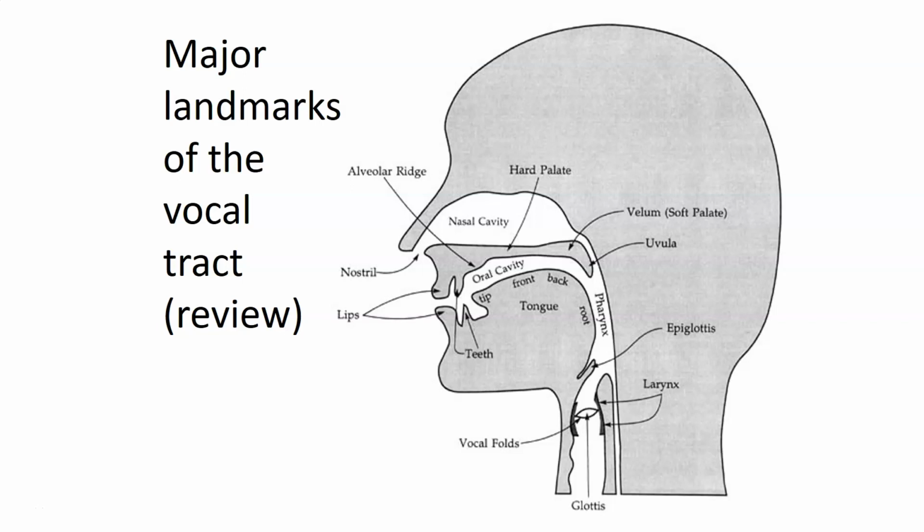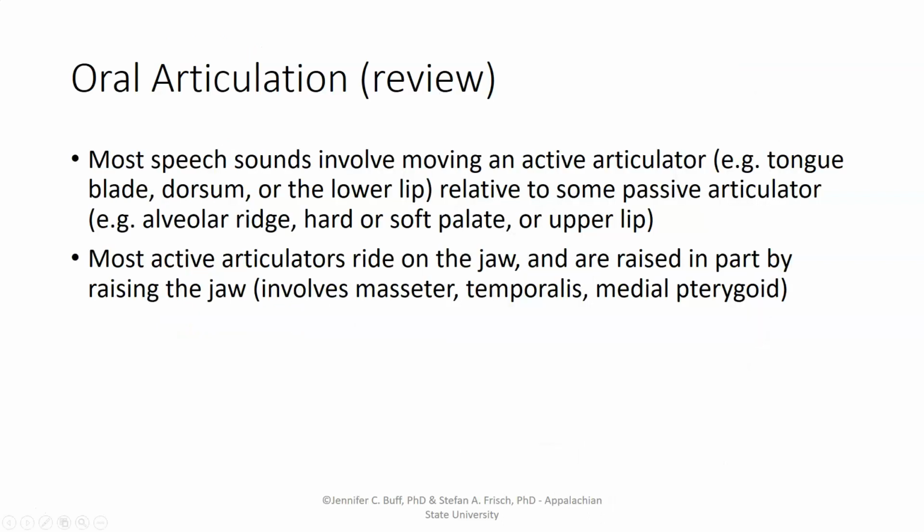The study of articulation and resonation starts with a review of vocal tract anatomy. Most speech sounds involve moving an active articulator, such as the tongue blade or dorsum or lower lip, relative to some passive articulator like the alveolar ridge, the hard or soft palate, or the upper lip.